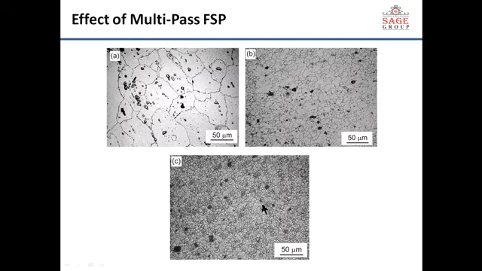And we apply multiple passes. Suppose we apply 4 passes; after 4 passes you can see that continuous dynamic recrystallization occurs in this processing zone, and it will finally make the grains so equiaxed and so refined. So you can see that there is about 10 to 20 times refinement in the grain size.